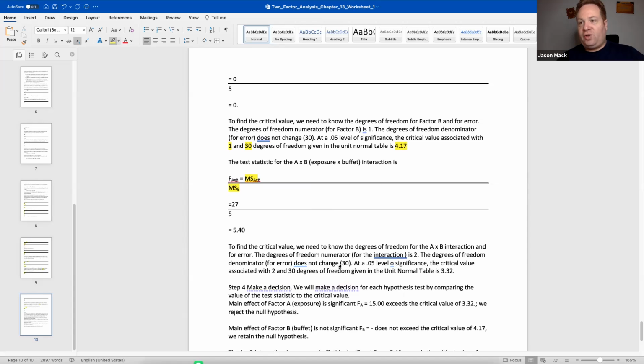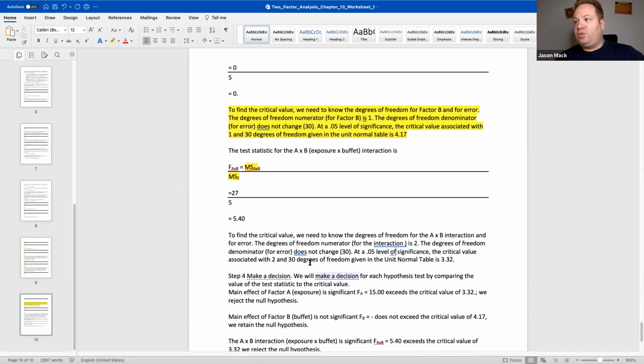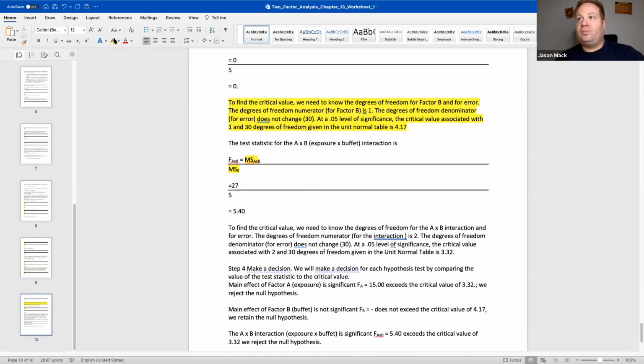At a 0.05 level of significance, the critical value associated with 2 and 30 degrees of freedom, given the F table, is 3.32.